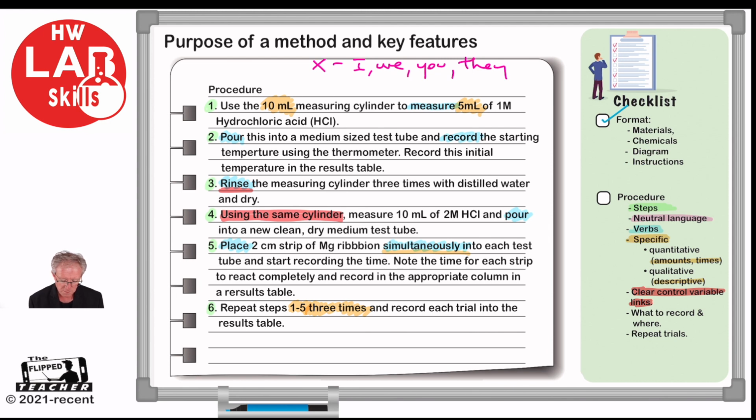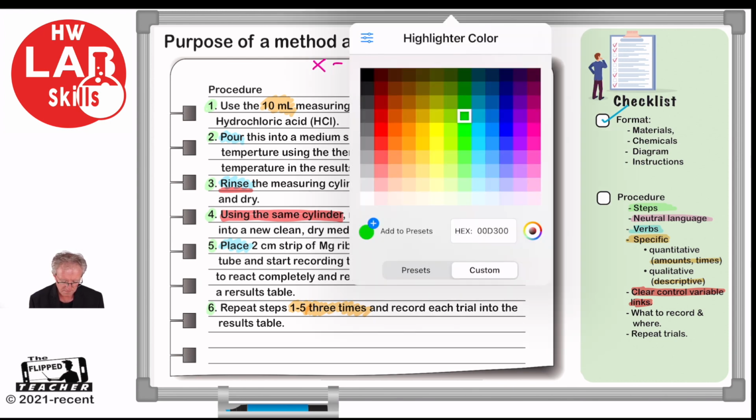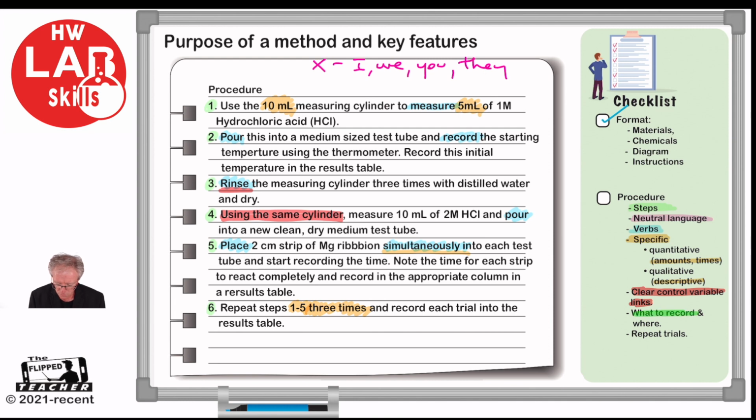I'm also being very clear. Let's get a different color. Let's do green, dark green. What do I record and where do I record it? So rather than say just record your results or see what happens, we've got to be very, very consistent. So record this initial temperature. So that's what I'm recording. Where? In a results table. Okay, and then I'll be saying things like down in step 5, record the time, and where do I record it? In the appropriate column in the results table. So I'm telling you what to do, what to measure, and where to place it. Okay, hopefully your results table's there ready to go, but I'm being very specific.